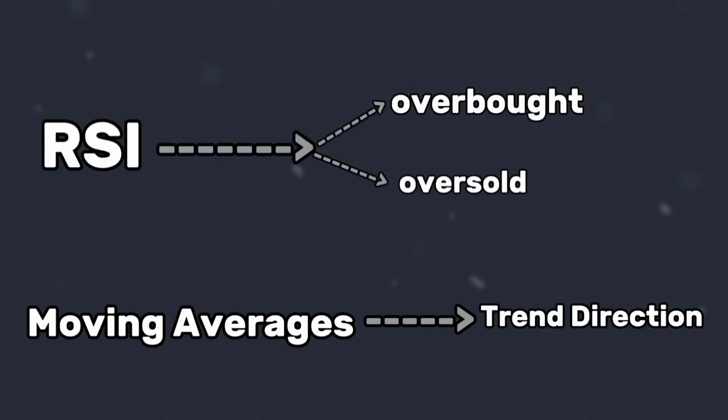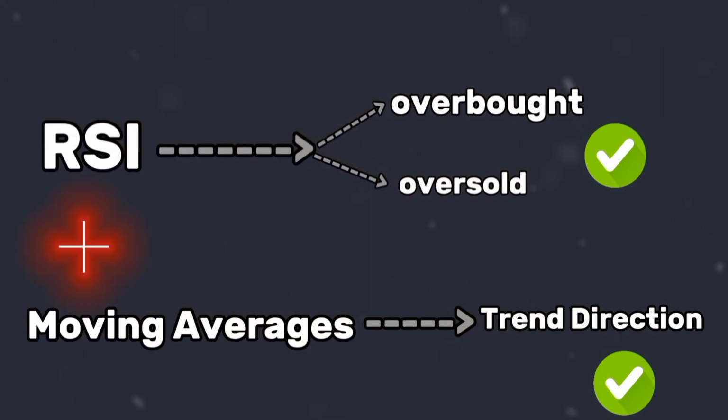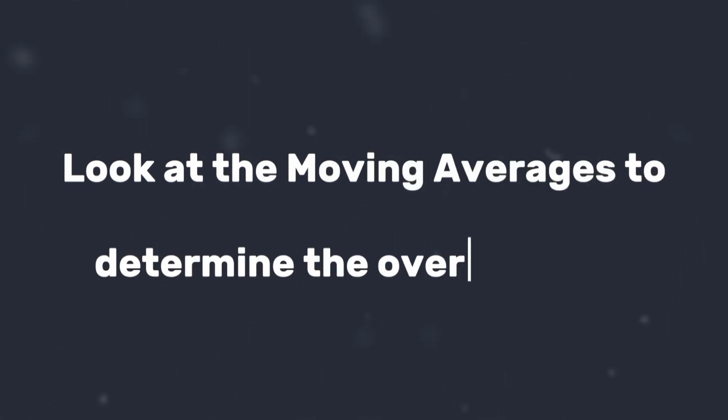The moving average shows us the general trend direction, while the RSI tells us when the market might be overbought or oversold. By combining these two, we can filter out false signals and increase our chances of successful trades. Here's how it works. First, look at the moving averages to determine the overall trend.